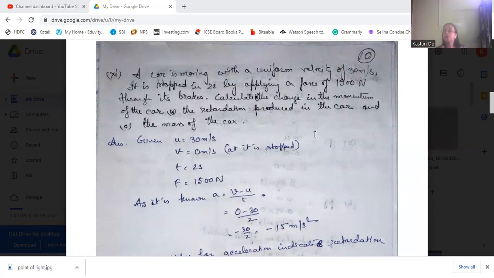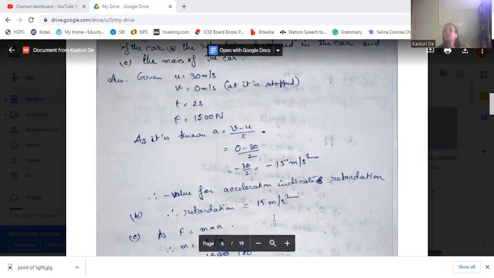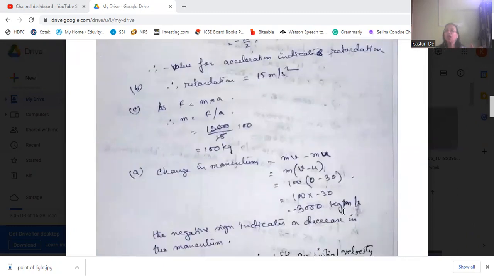Okay, time taken is 2 seconds. After 2 seconds, it is stopped. So 2 seconds timing, force which is given is 1500 Newton. So from this, we can find out the acceleration first. Acceleration is equal to v minus u by t. So final velocity is 0, 0 minus 30 by 2, that is minus 15 meter per second square. As it is a negative value, that means it is retardation. That's why acceleration is negative. So retardation is 15 meter per second square.